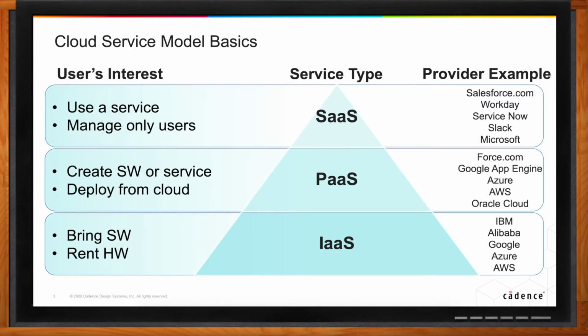It all begins at the base level, something called infrastructure as a service. And this is the foundation of cloud. And it's a model where the user brings their own software and rents the hardware from the cloud provider. And examples of these are the large major cloud providers that we're quite familiar with, from AWS, Azure, Google, Alibaba, IBM, Oracle. All of these companies offer this model.